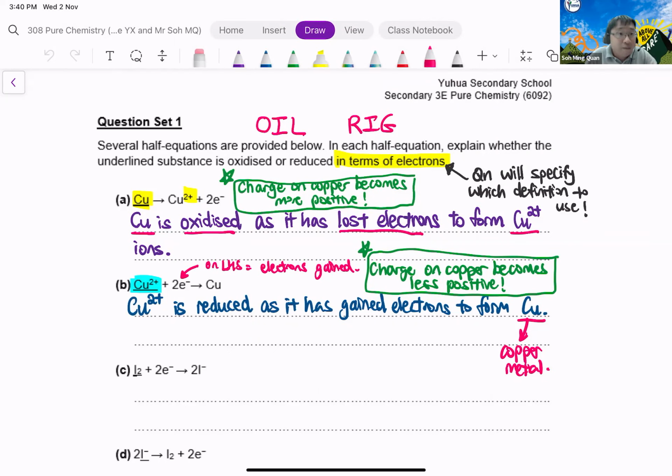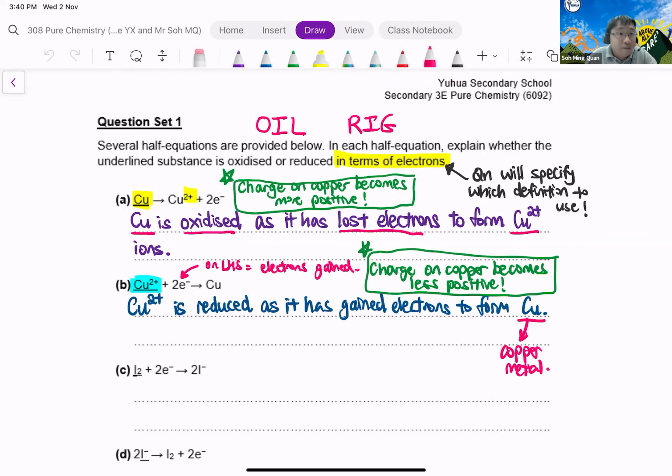I also told you to try the remainder of the questions yourself so that you can practice seeing half equations and recognizing whether the electrons are lost or gained. I would advise you to try these questions yourself slowly over the holidays. Now, we also went on to question set 2.